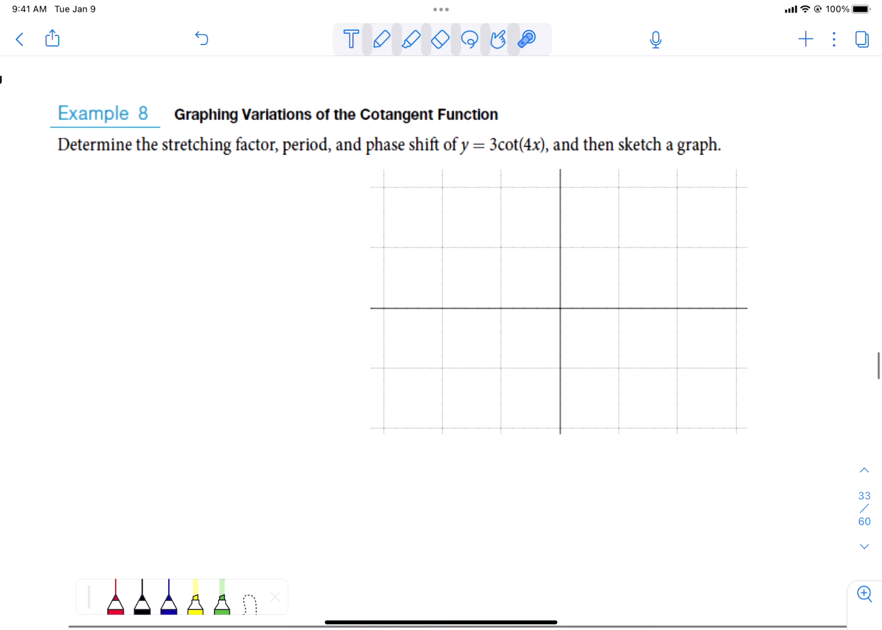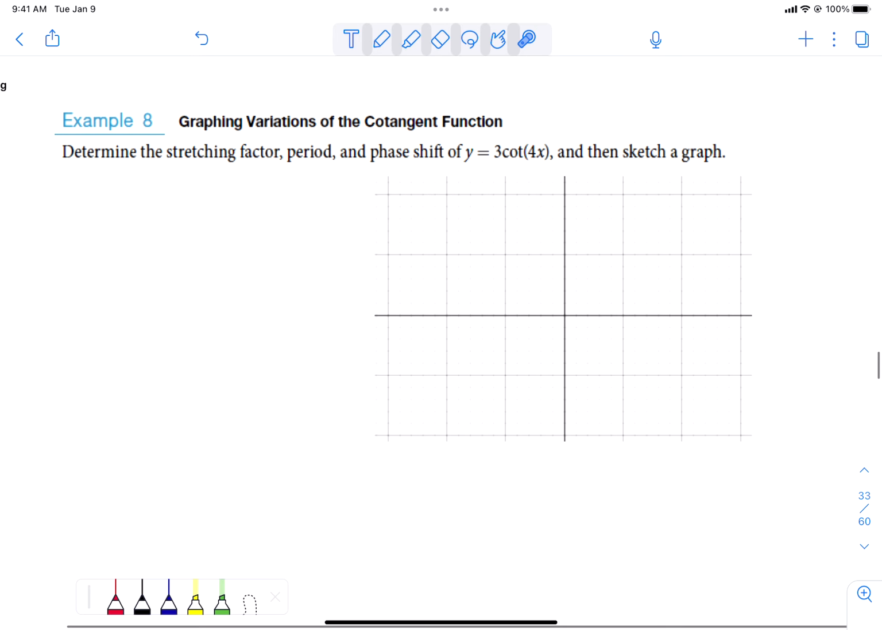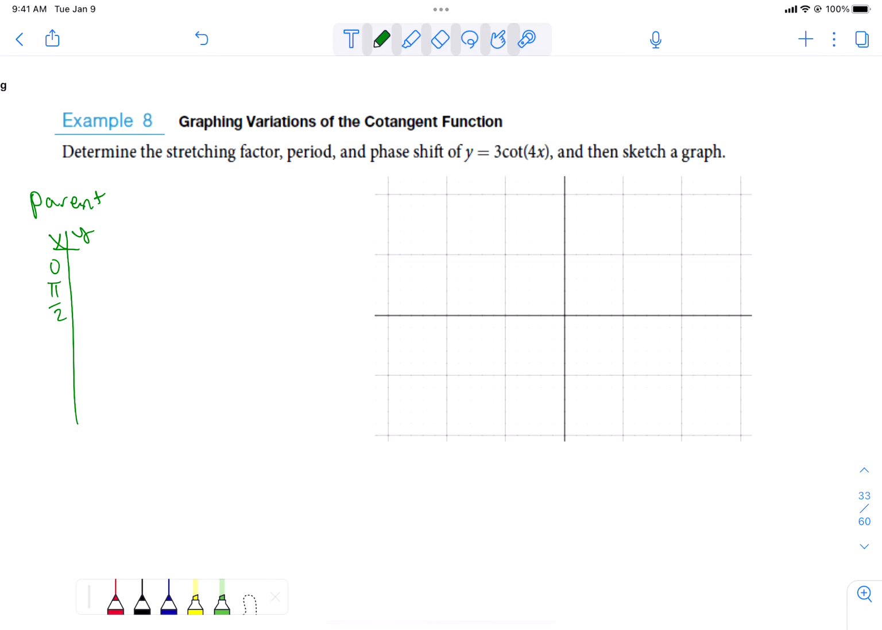So let's actually look at graphing a cotangent function. Let's look at our parent. I'm going to write down the parent, and it is your job to know that they go up to the left and down to the right. The parent goes 0, pi over 2, pi, 3 pi over 2, and 2 pi for the x's. The y's for a cotangent go asymptote, 0, asymptote, 0, asymptote.